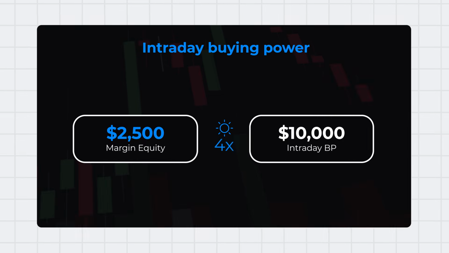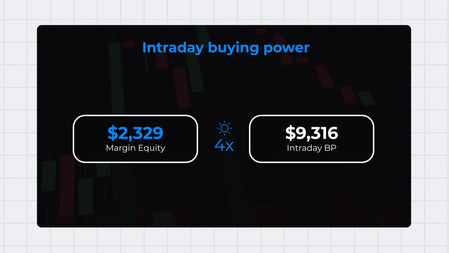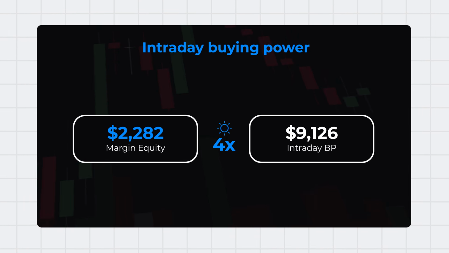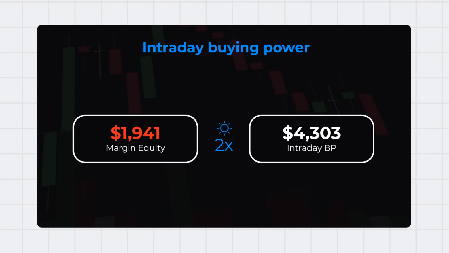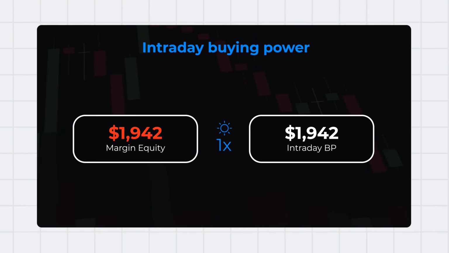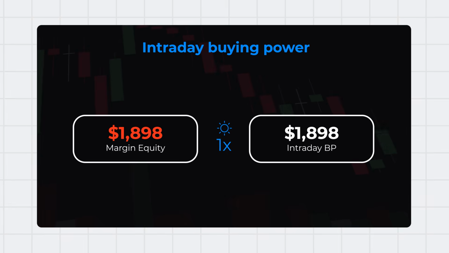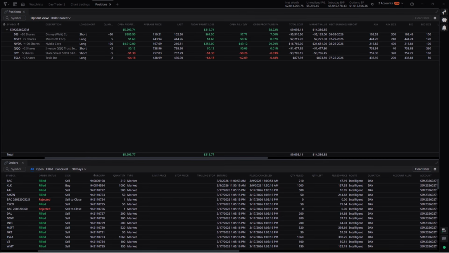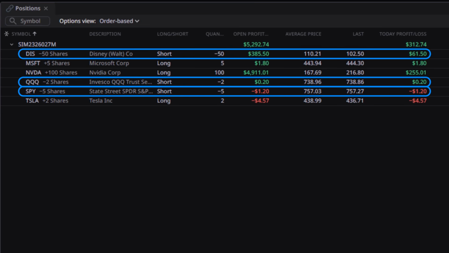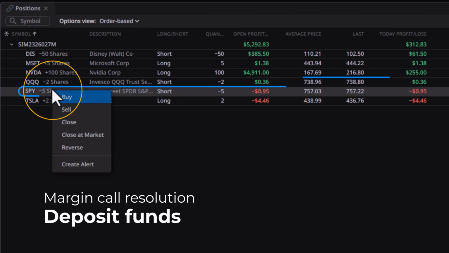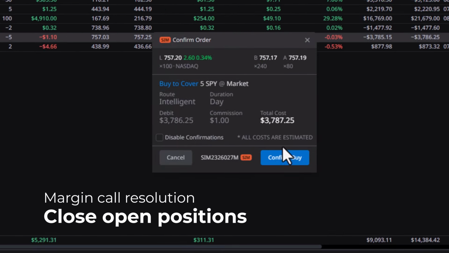As long as your margin equity stays at or above $2,000, you may have access to 4 times intraday leverage. If losses bring you below that level during the day, your buying power automatically recalculates to no additional leverage until equity recovers. If your account falls below $2,000 while carrying a debit balance or a short position, you'll receive a margin call. Resolve it by depositing funds or closing positions.